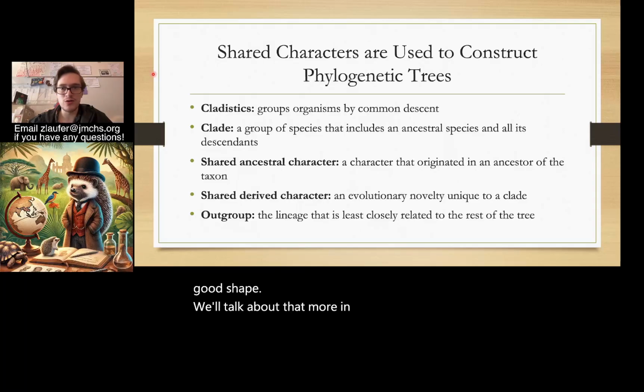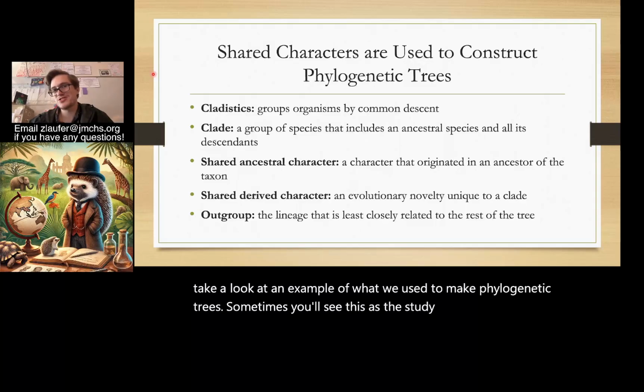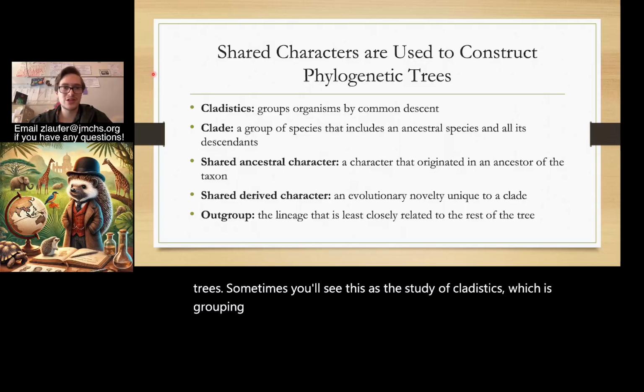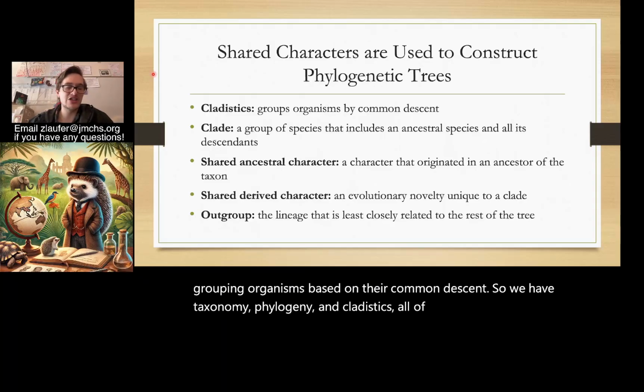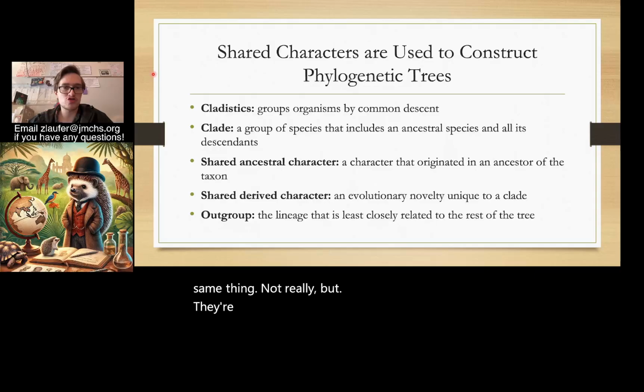A few more terms before we take a look at an example of what we use to make phylogenetic trees. Sometimes you'll see this as the study of cladistics, which is grouping organisms based on their common descent. So we have taxonomy, phylogeny, and cladistics, all of which are kind of the same thing. Not really, but they're all just ancestral trees, essentially.